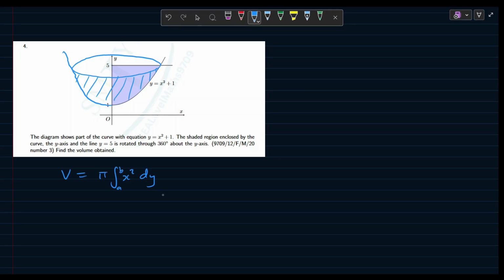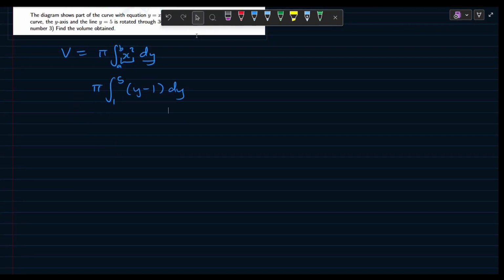Our limits here, since this is with respect to y, are going to be from 1 to 5. So we know that is pi the integral from 1 to 5. Then here it says x squared. Our equation is y is equal to x squared plus 1. What it means is that you have to make x squared the subject of the formula, and you get the expression y minus 1. Remember that this is with respect to y, so you want the equivalent of x squared but in terms of y. So that's going to be y minus 1 with respect to y. And now we can go ahead and integrate.